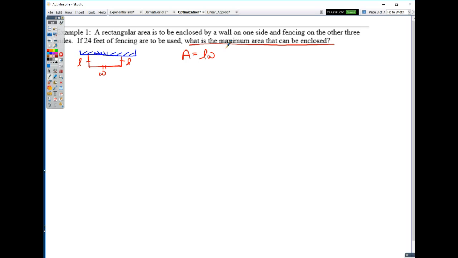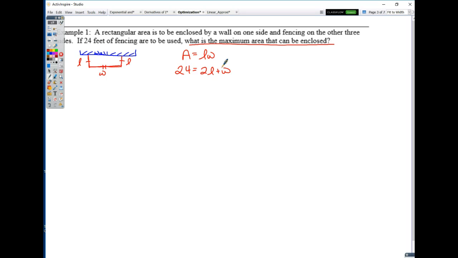I have 24 feet of fencing to be used. So I know that I have 24 feet of fencing, and that's going to make up what? The perimeter, which would be what? 2L plus a single W in this problem, because we're not going to have 2 W's, we're just going to have the 1 because we're using a wall to assist us.